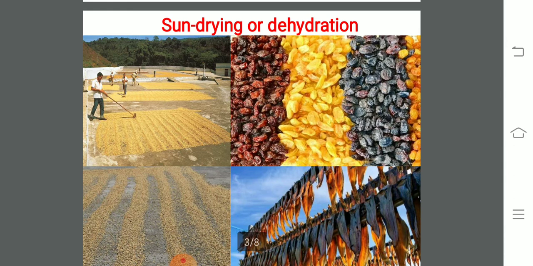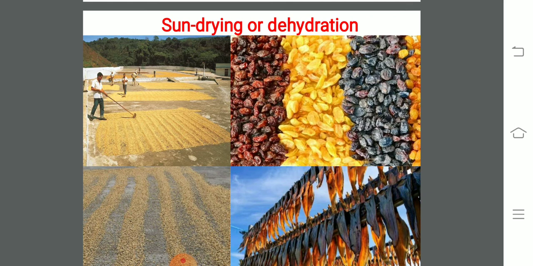Now, the first method is what? That is sun drying or dehydration. It is actually the oldest method of food preservation. This method reduces the water activity, which prevents bacterial growth. Drying reduces the weight, so foods can be carried easily. Here the diagram is shown. The grains are dried in the presence of sunlight.